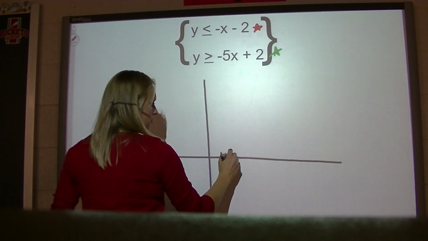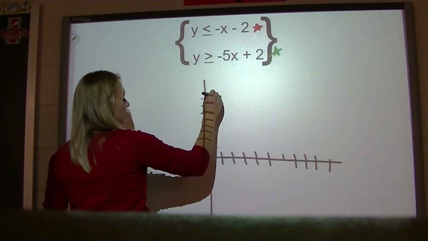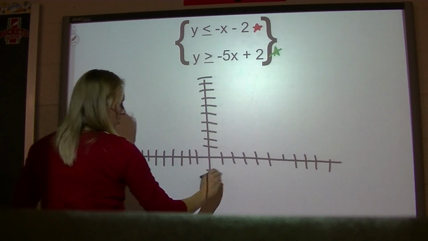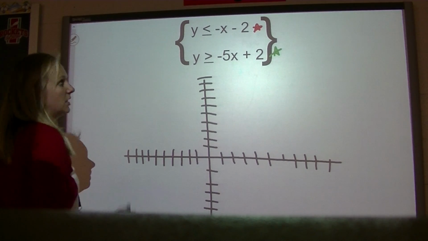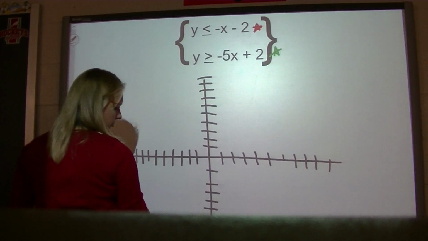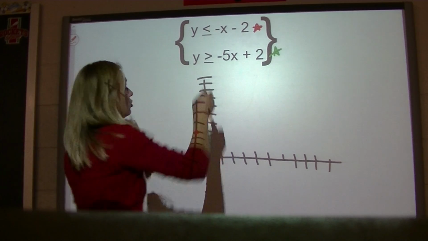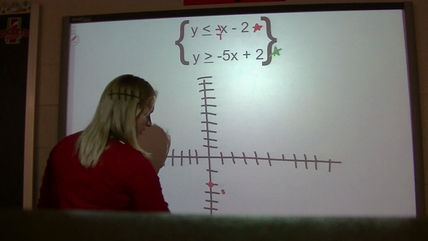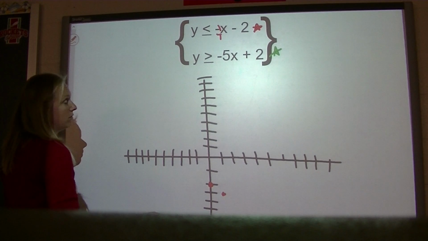1, 2, 3, 4, 5. Okay, so the big thing here, let's graph it. So plot my y-intercept. I'm going to go down 2, so I'm going to do that in red. Go down 2 and then use my slope to get my next point. Because my slope is -1/1, I'm going to go down 1 to the right 1. Now that's all it takes. It takes 2 points to graph your line. And so now I can graph my line.